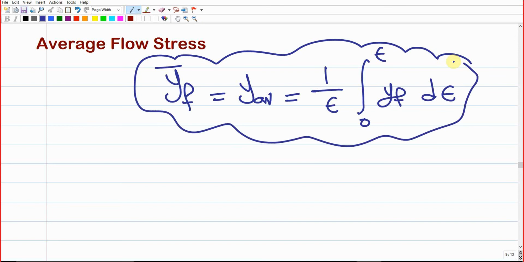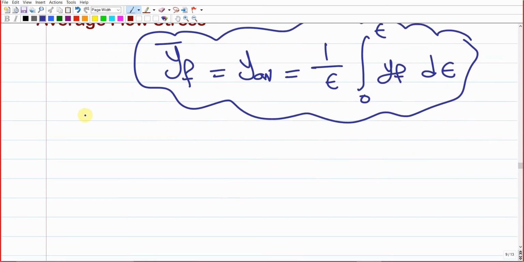As I mentioned, you are already taking the average of the flow stress needed to bring the material to a certain strain. So you're already doing integration over epsilon, so that's why you have to divide by epsilon here to take an average. Like you already count and divide by the number. You got my point?